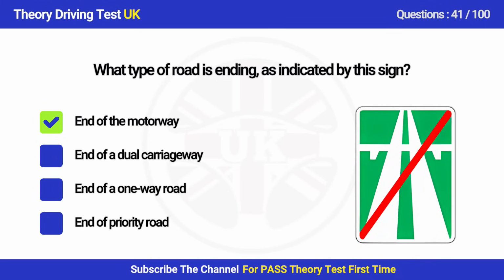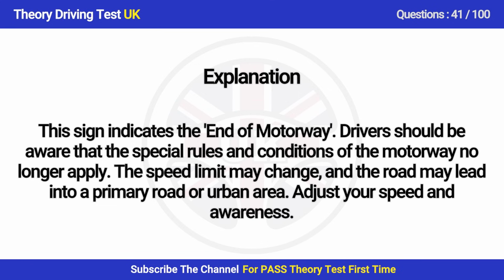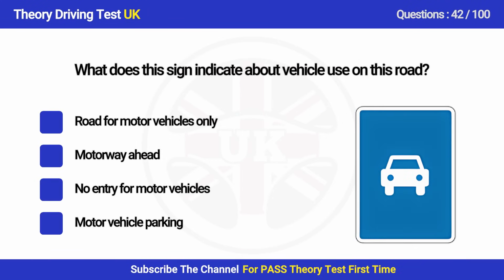Answers is A. End of the motorway. This sign indicates the end of motorway. Drivers should be aware that the special rules and conditions of the motorway no longer apply. The speed limit may change, and the road may lead into a primary road or urban area. Adjust your speed and awareness. Question 42. What does this sign indicate about vehicle use on this road?